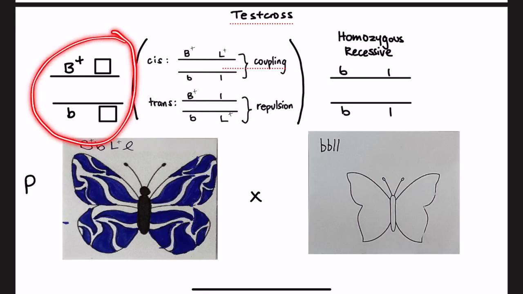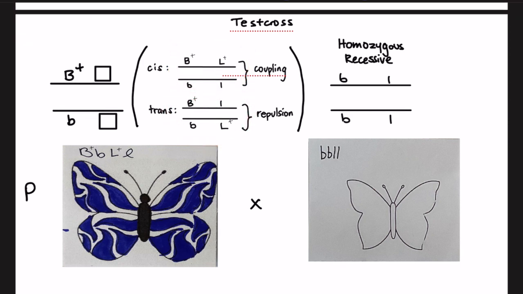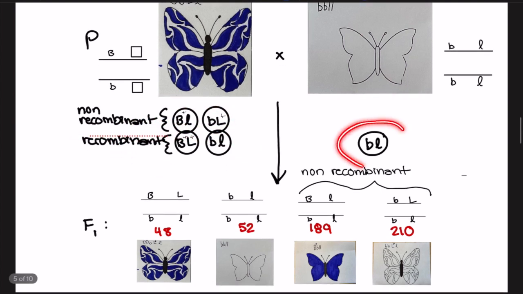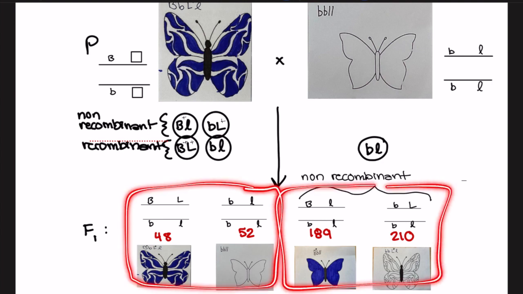We know that one parent is heterozygous. However, we do not know whether the dominant alleles are in cis or trans conformation. Cis would look like this, and trans would look like this. Here we can see the heterozygous parent produces 2 non-recombinant gametes and 2 recombinant gametes, while the homozygous recessive parent will only produce 1 gamete. 2 of the possible 4 phenotypes of the progeny are recombinant, and 2 of them are non-recombinant.